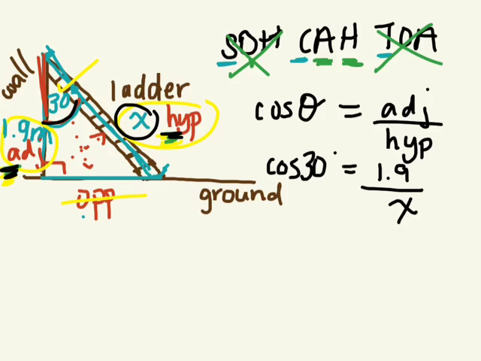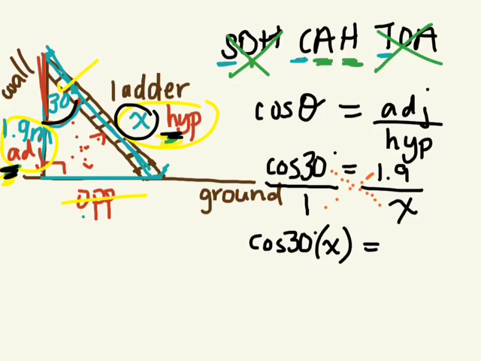Now to solve this, we can put this over 1, since dividing anything by 1 doesn't change it, and then we can cross multiply. What's cos 30 times an unknown? We can't figure that out. So it's going to be cos 30 times x equals 1 times 1.9, which is just 1.9. And then we need to isolate x. So to isolate x, we divide by cos 30, so that cancels out. Whatever you do to one side, you have to do to the other side.